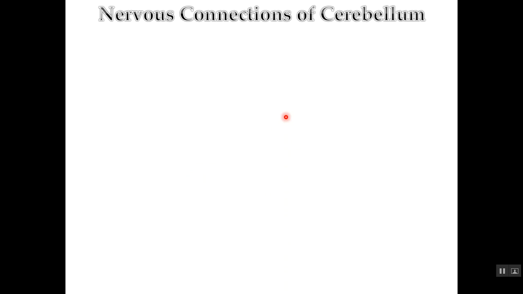What about the neural connections, or the nervous connections, of the cerebellum? Each part of the cerebellum, including the vestibulocerebellum, spinocerebellum, and cerebrocerebellum, has what's called neural connections with the other nerve centers present in our nervous system, or in our CNS. These connections include afferent, meaning sensory, nerve fibers.